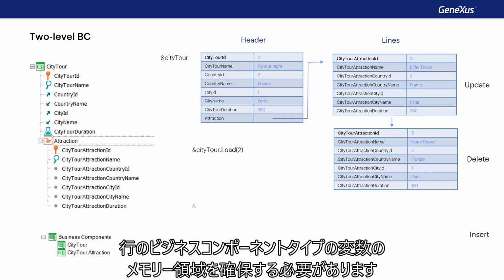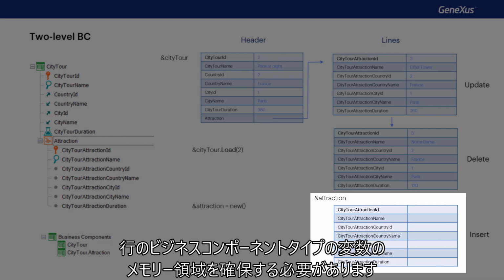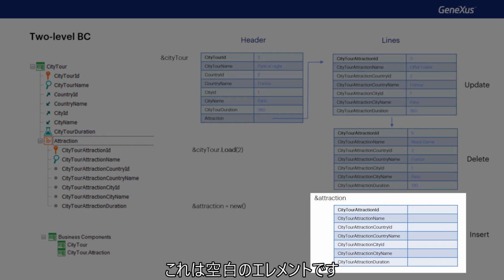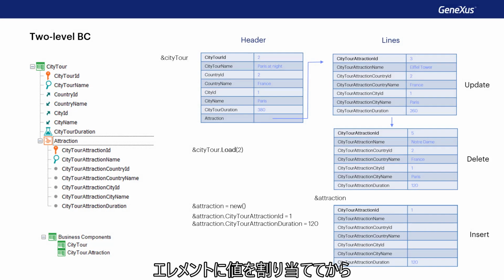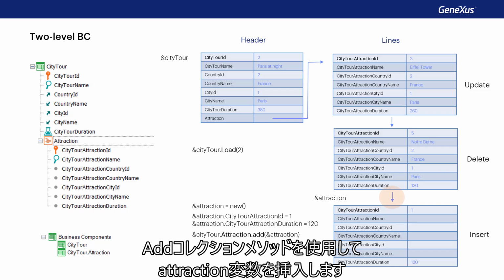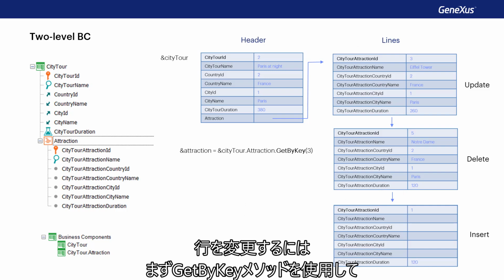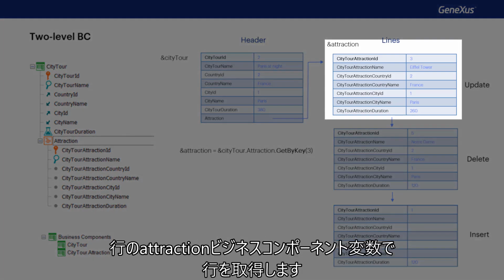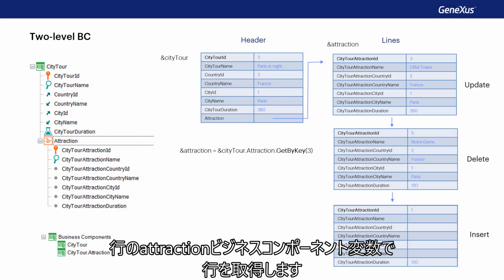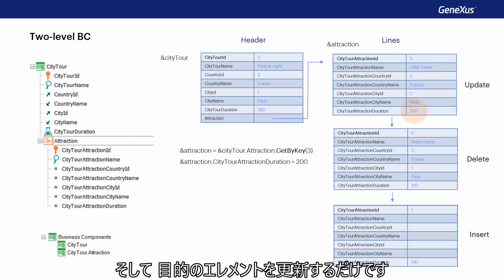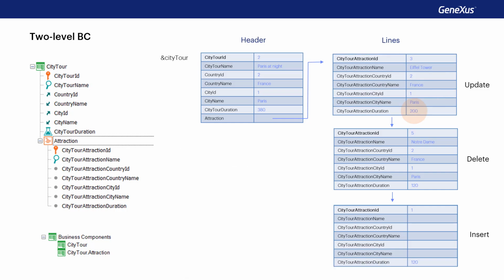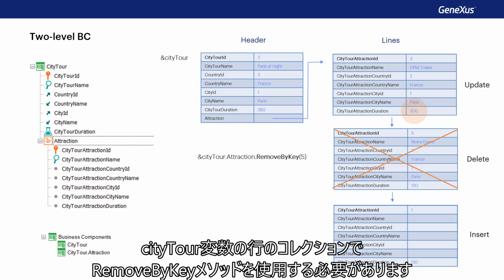To insert one, it was necessary to ask for memory space for a variable of line business component type, which will have blank elements. Assign a value to its elements, and then use the add collection method to insert the attraction variable. To change a line, first it's obtained in the attraction business component variable of the lines using the getByKey method. Then, we just have to update the element that we're interested in. And finally, to delete a line, we have to use the removeByKey method from the line collection of the City Tour variable.